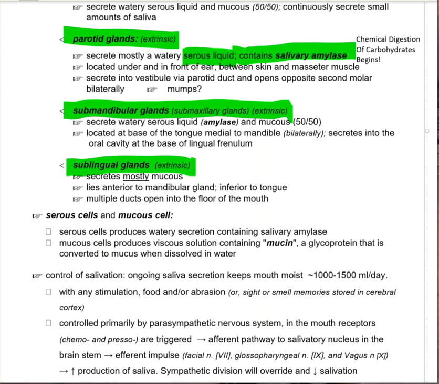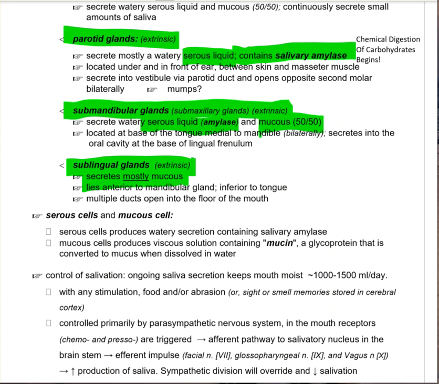The submandibular or submaxillary glands are exactly where it sounds like they would be. They're below the base of the tongue near the mandible. And they secrete a mixture of the amylase and the mucus in a 50-50 ratio. And then the sublingual glands, they secrete mostly mucus. So isn't that interesting? We have one that does mostly serous liquid, one that's 50-50, and one that's mostly mucus.